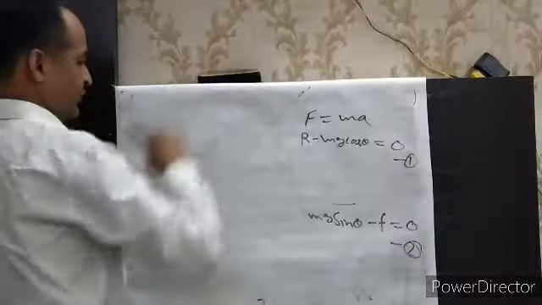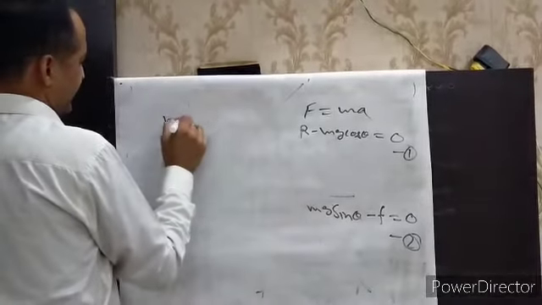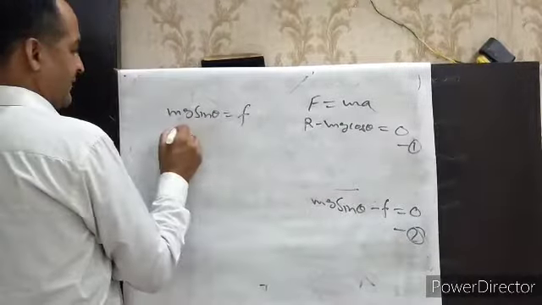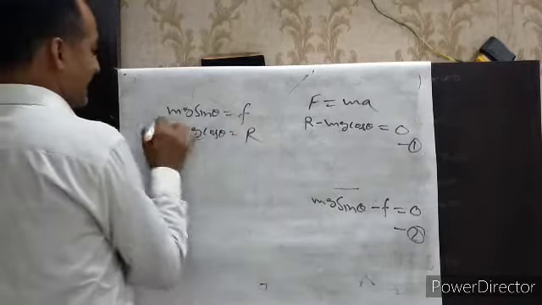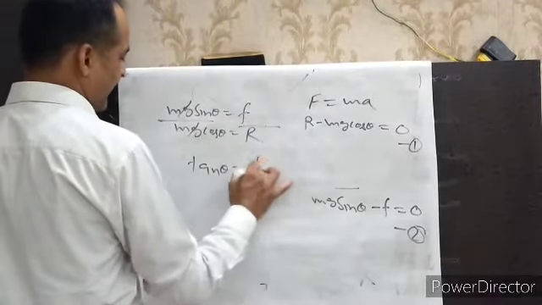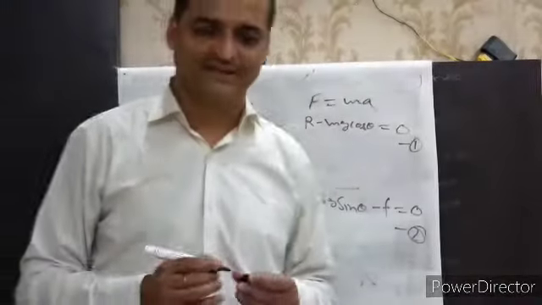Now see equations 1 and 2. mg sin theta is equal to F, and mg cos theta is equal to R. Now dividing both sides, mg cancels, and tan theta is equal to F by R. That is what we got from there. Okay? Thank you so much.